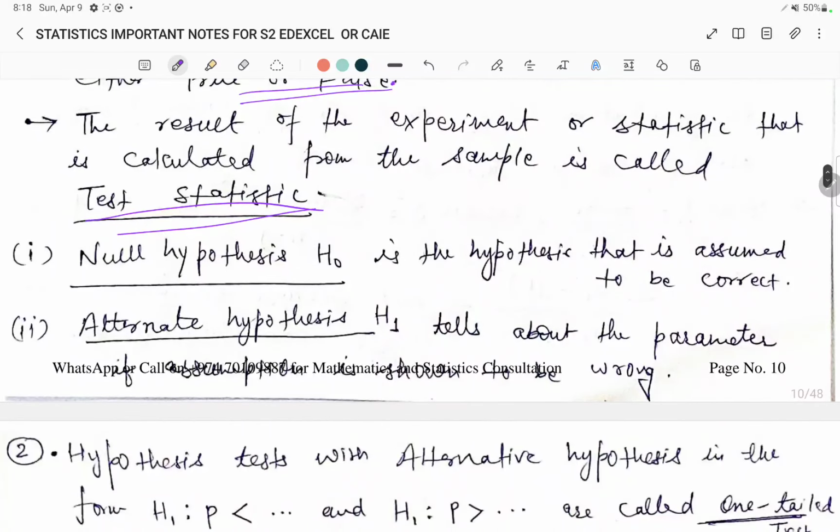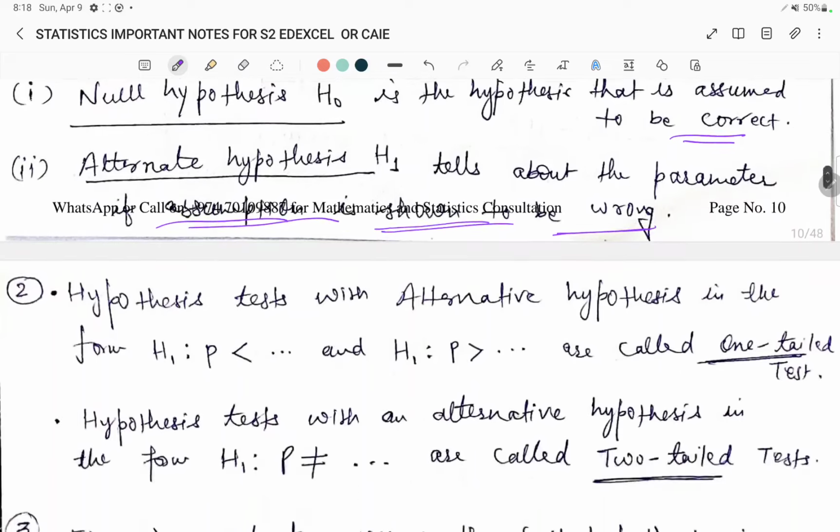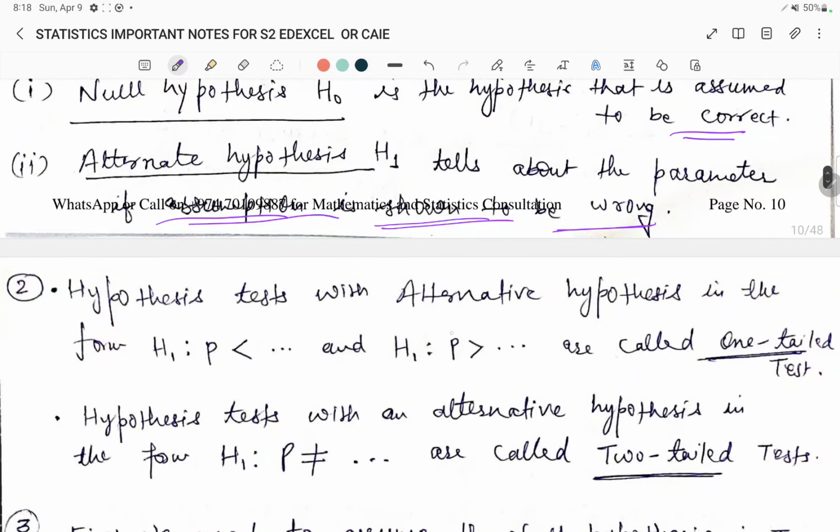The null hypothesis is the beginning, like information which you are assuming needs to be true. The null hypothesis H0 is the hypothesis that is assumed to be correct. The alternative hypothesis tells about the parameter if the assumption is shown to be wrong. The hypothesis test with the alternative hypothesis is H1. H1 represents the alternative hypothesis. P is less than something.